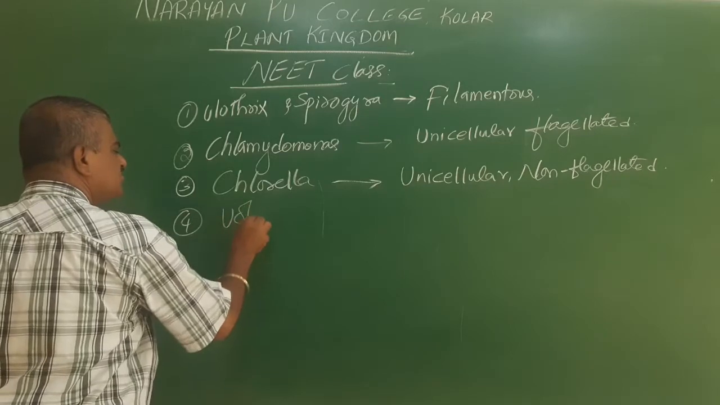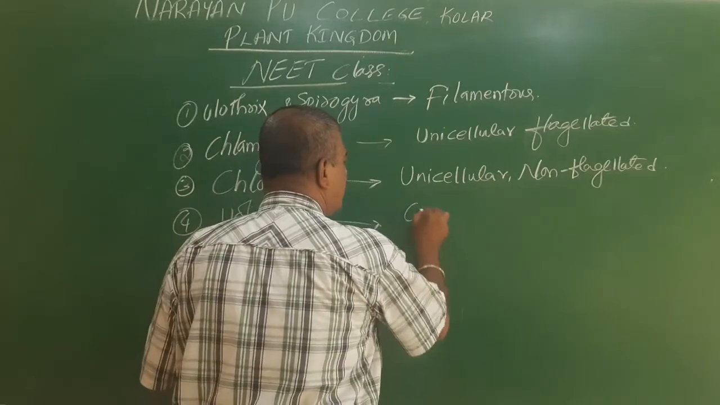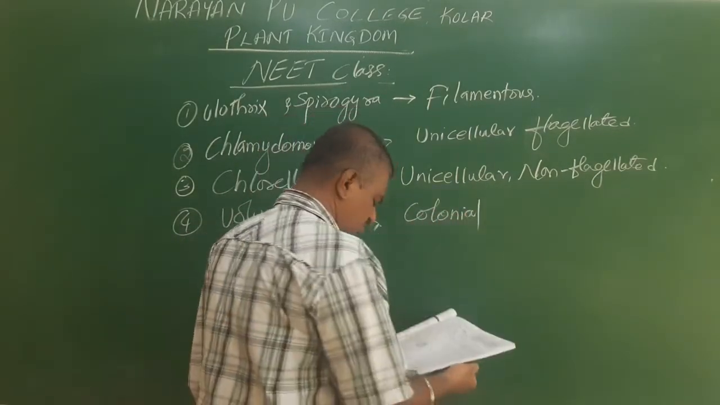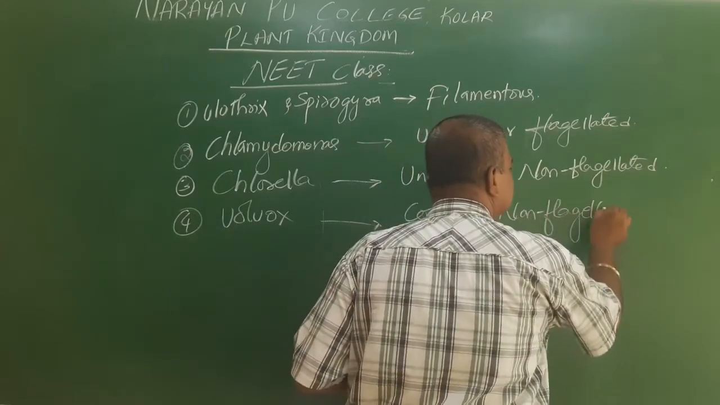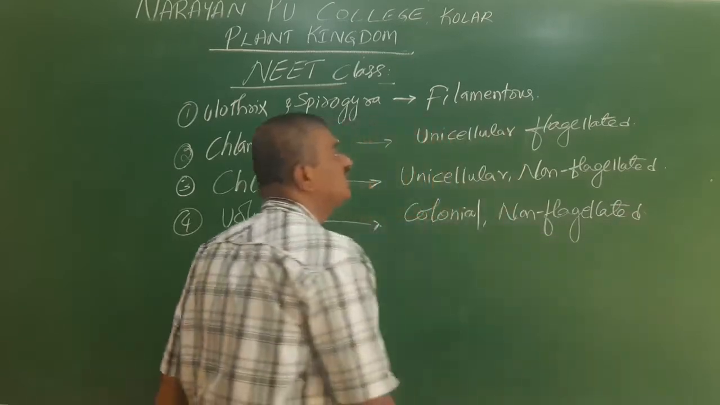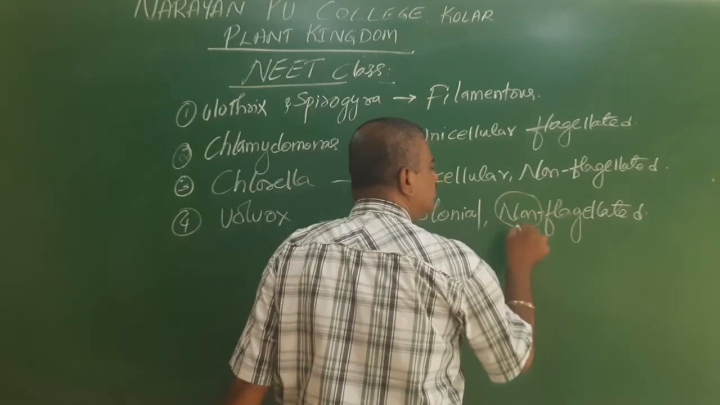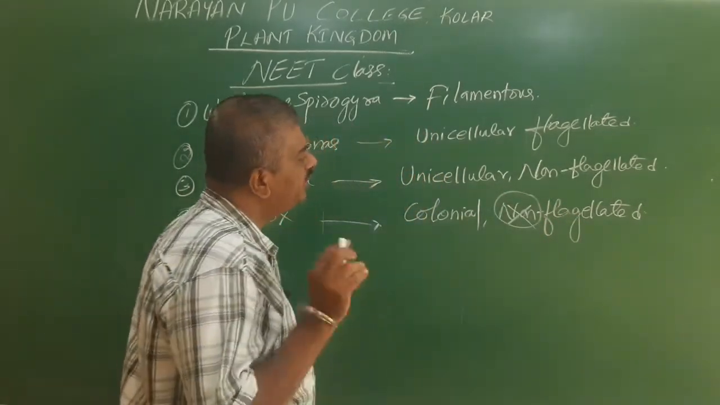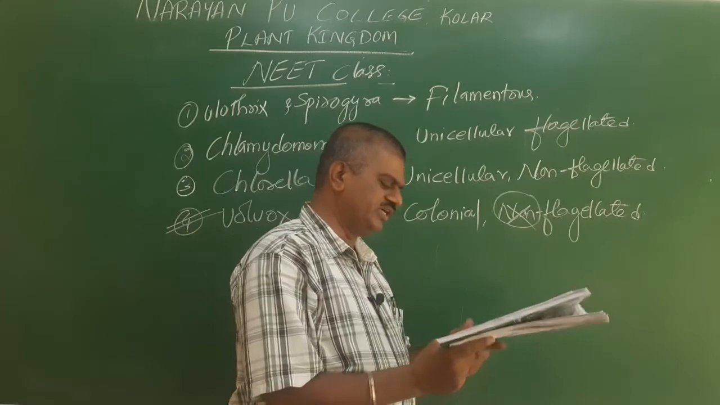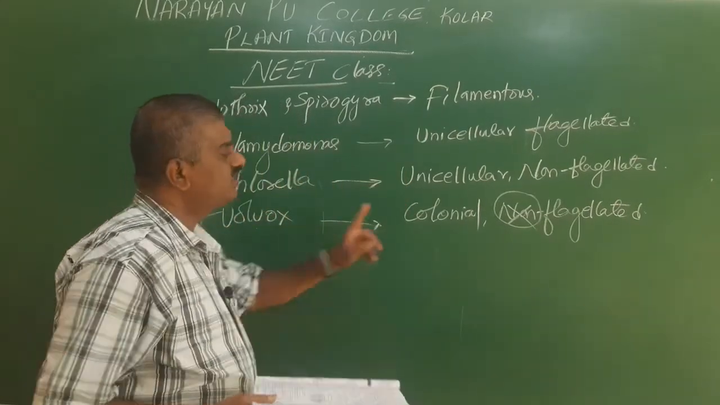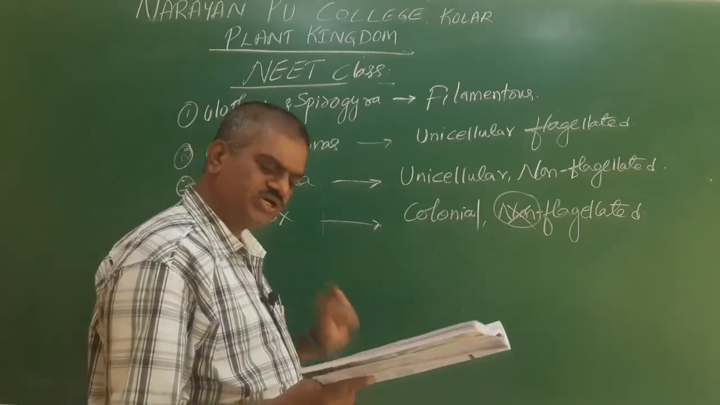The fourth one is Volvox. Volvox is called as rolling balls, colonial and non-flagellated. So, this matching is wrong because Volvox has the presence of flagella. So, here non-flagellated should not be mentioned. So, the right answer for this is the fourth option. So, incorrect matching is Volvox, colonial, flagellated. So, non-flagellated is wrong.